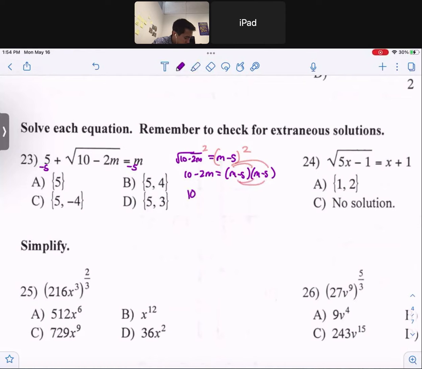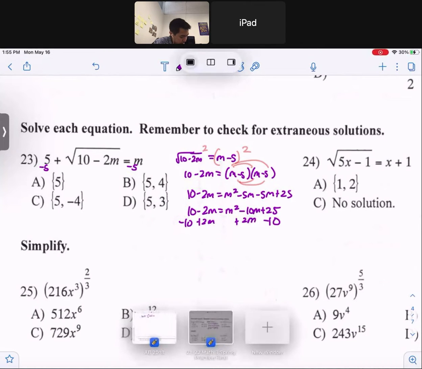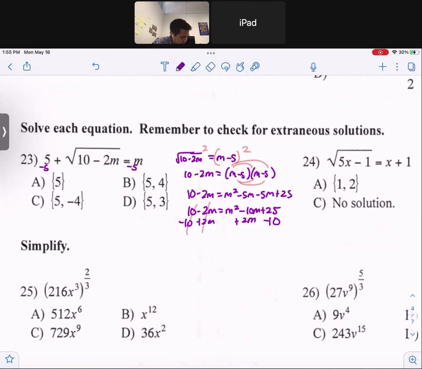Double distribute, 10 minus 2m equals m squared minus 5m plus 25. Simplify that just a tad bit, and we get m squared minus 10m plus 25. Set the whole equation equal to 0, so I'm going to subtract 10 from both sides and add 2m to both sides, because then these will cancel. M squared minus 8m plus 15, and then you guys factor that to get m minus 5 times m minus 3. So m has to equal 5 and m has to equal 3.